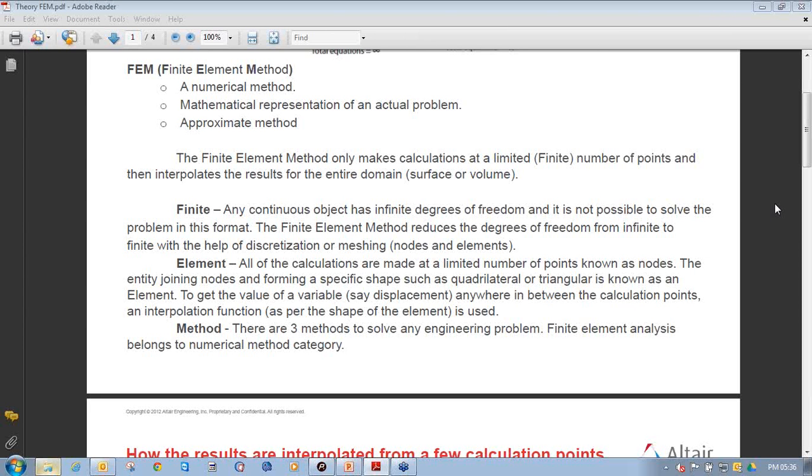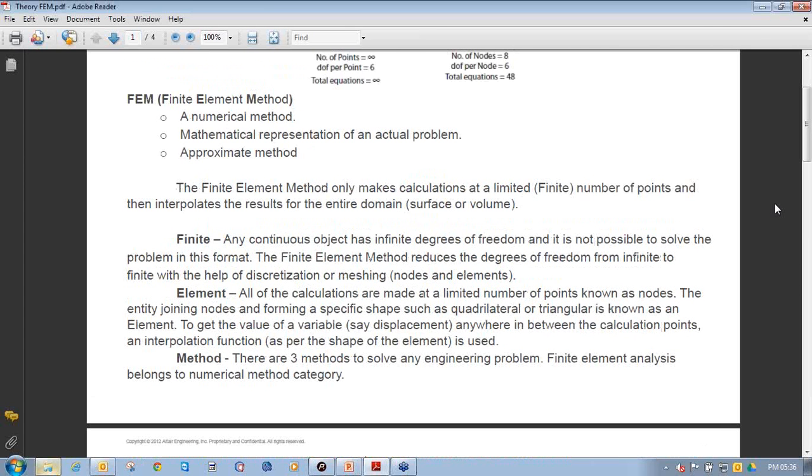Any continuous object has infinite degrees of freedom and it is not possible to solve the problem in this format. The finite element method reduces the degrees of freedom from infinite to finite with the help of discretization or meshing, or we can say the discretization or division of the entire domain is also known as meshing. Meshing contains nodes and elements. Then we define elements. All the calculations are made at limited number of points known as nodes. The entity joining nodes and forming a specific shape such as quadrilateral or triangular is known as elements.